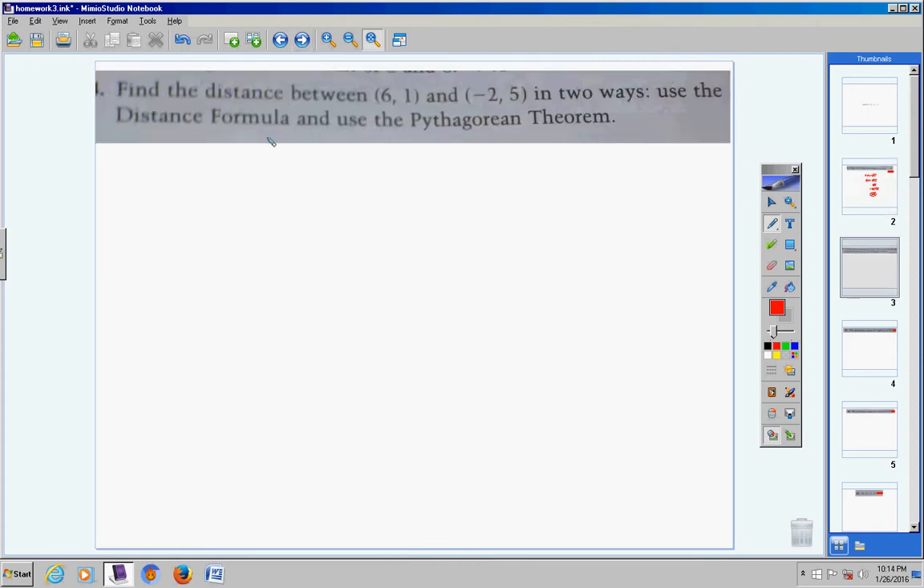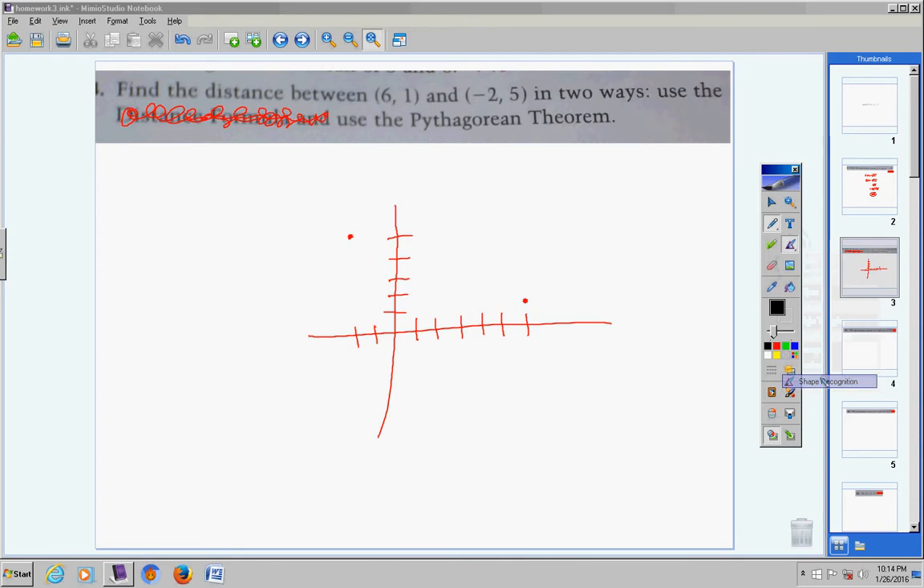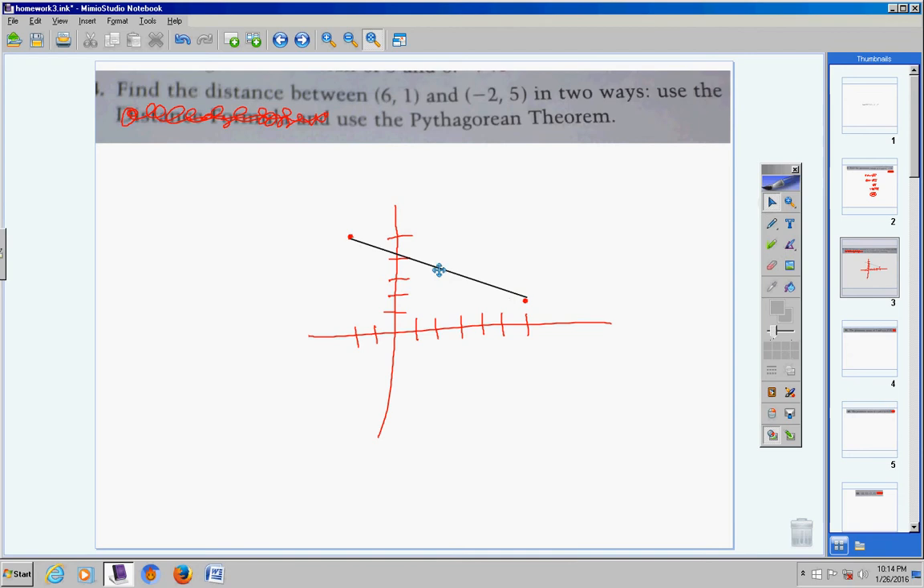Number 4, I want you to find the distance by using Pythagorean's theorem. Now, I know that I didn't teach you that, but let's see if we can figure it out. Go ahead and plot the 2 points: over 6, up 1. So there's 6, 1 right there. The other point is negative 2, positive 5. So negative 2, 5. There are my 2 points that I'm trying to find the distance between.